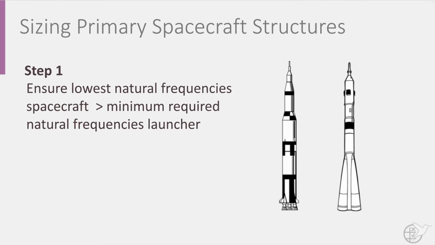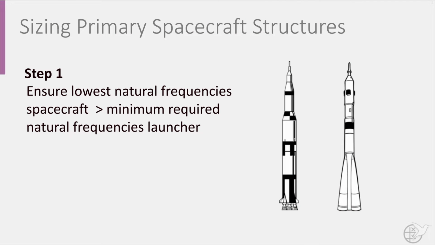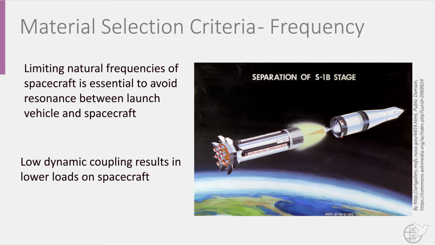To size a primary spacecraft structure, a two-step procedure must be followed, which I'll explain. The first step is to ensure that the lowest natural frequency of the spacecraft, a satellite for instance, is larger than the minimum required natural frequency of the launcher. Limiting the natural frequency this way in both the axial and lateral direction is necessary to avoid the occurrence of resonance between the launch vehicle and the spacecraft. A second advantage is that having a low dynamic coupling also results in lower loads acting on the spacecraft.